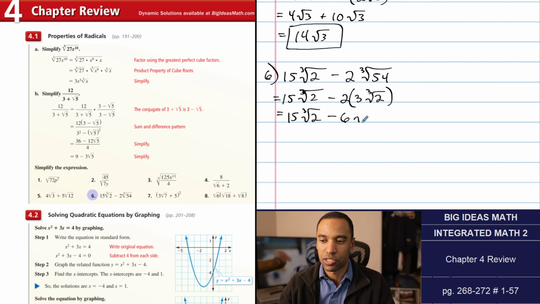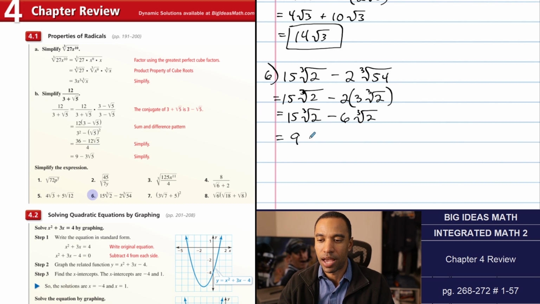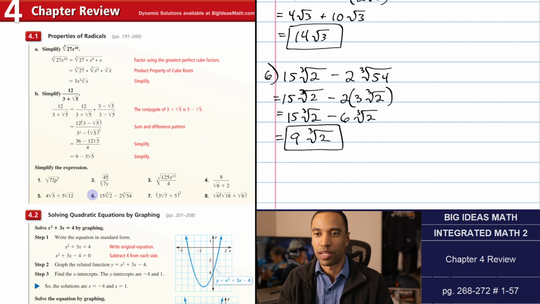2 times 3 is 6, so 6 times cube root of 2. 15 minus 6 is 9. So as you have those like terms combined, you get 9 times the cube root of 2. And that's your final result.